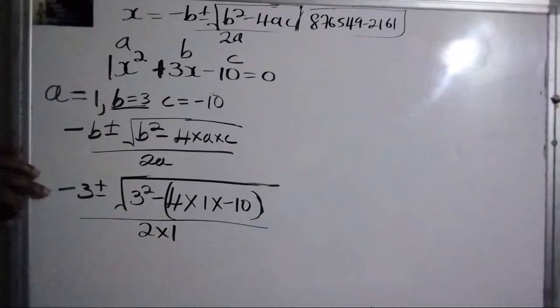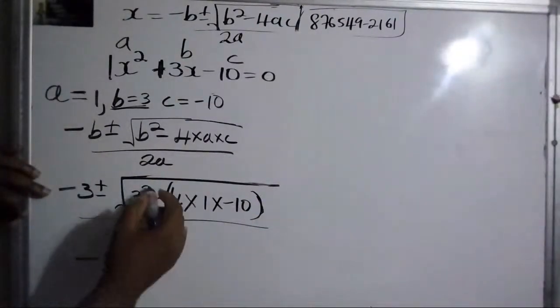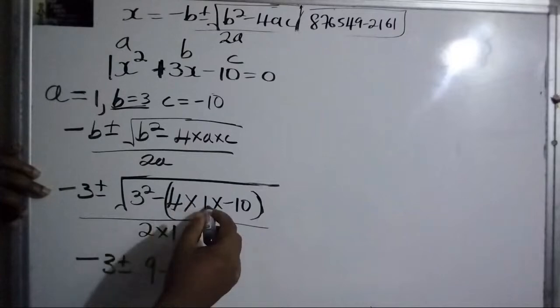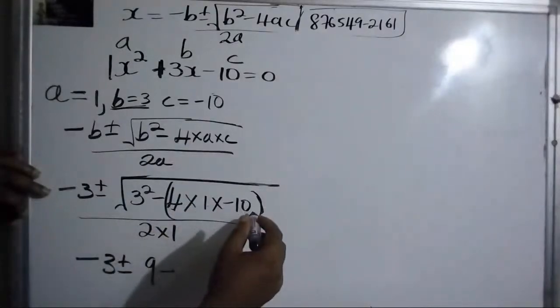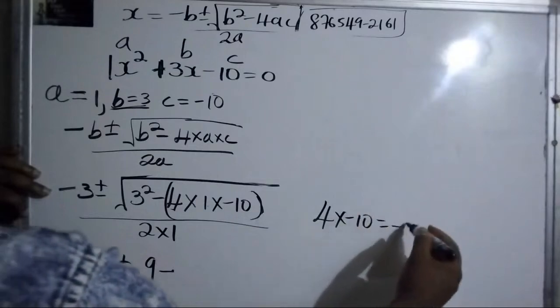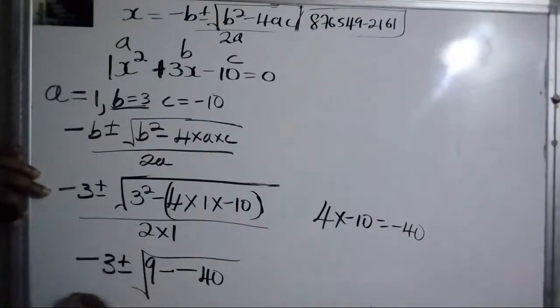Alright, so this is going to remain. So we have negative 3 plus or minus the square root of 3 squared, which means 3 multiplied by 3, so we get 9 right there. So minus 4 ones are 4. 4 times negative 10, that will give us negative 40. Everybody agree? So this gives us minus 40. Remember the square root, and 2 ones are 2.